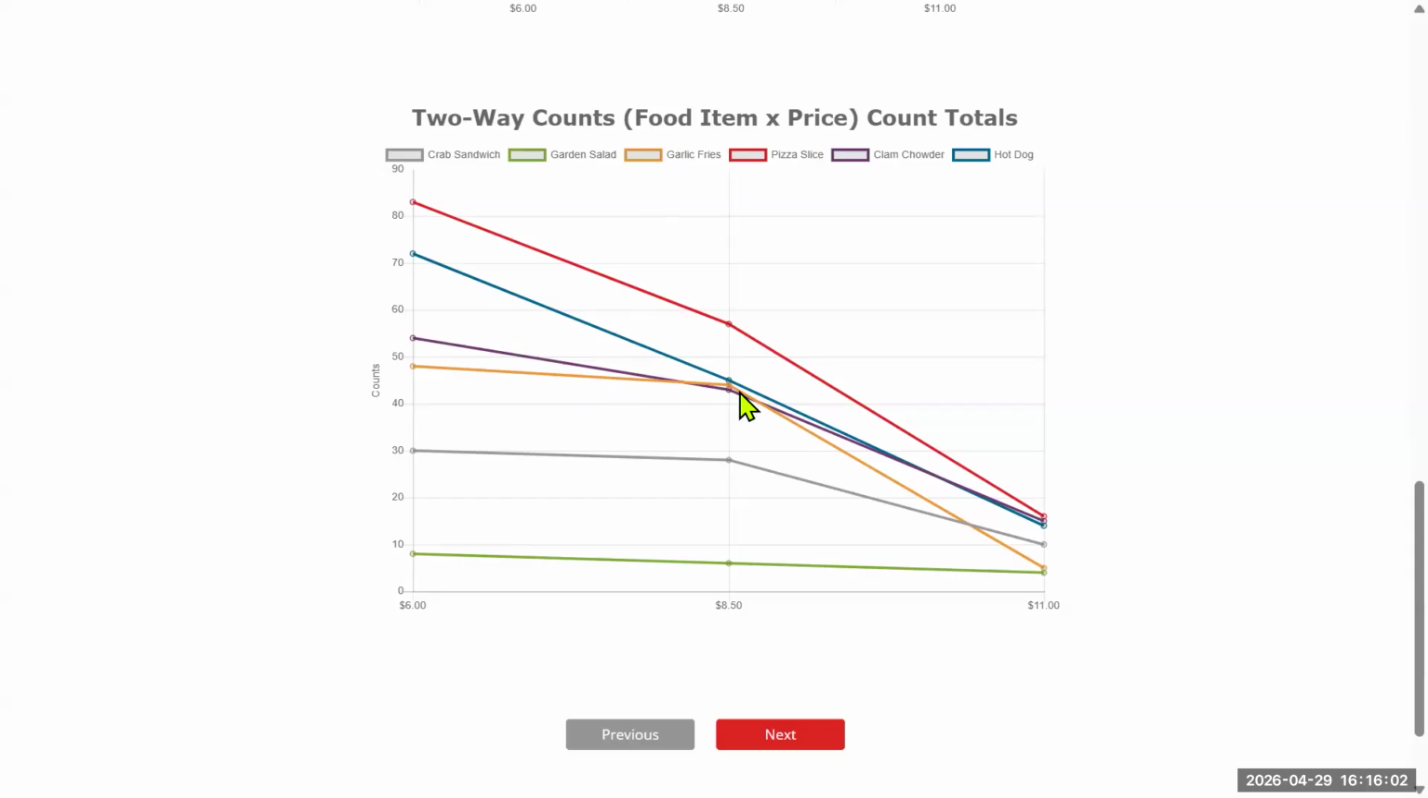So garlic fries at $11, nobody wants it. But between 6 and 850, it's practically the same. So if you're like me, garlic fries is like the fallback, right? Like you can make do, but is that what you want for dinner?